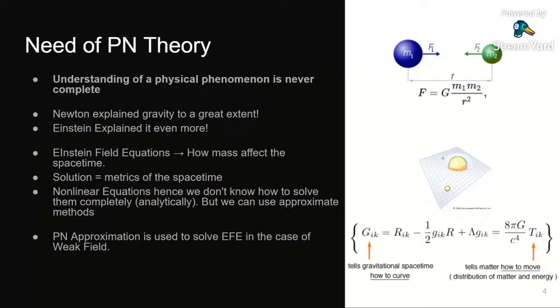So Newtonian gravity, which is the breakthrough in the field of physics, is a great theory, and it explains gravity to a great extent. We know that if there are two bodies, then the force between them is inversely proportional to the distance between them and directly proportional to the product of the masses. That was Newton's gravity. Einstein explained it a little further in a different way.